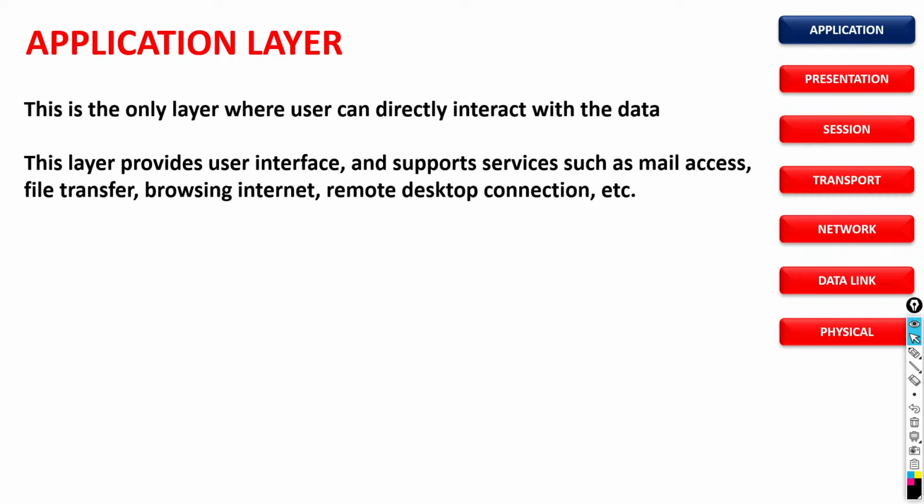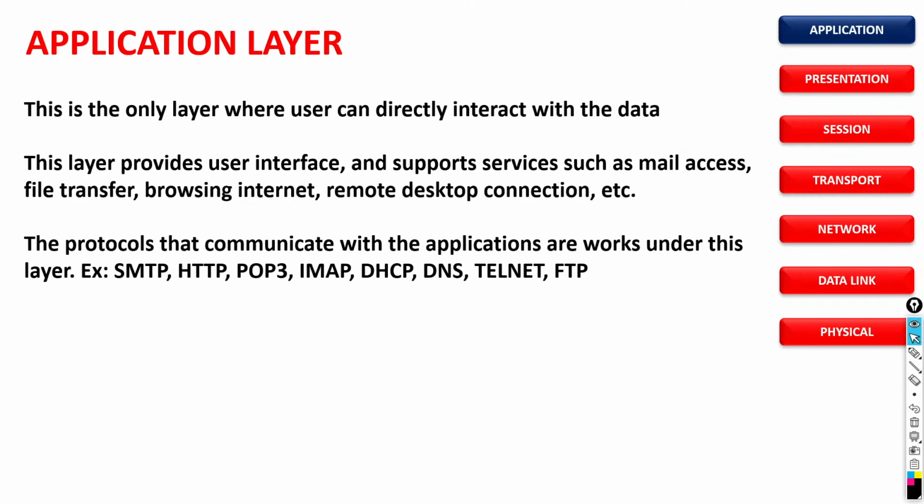Next, the protocols that communicate with the applications basically work under this layer, such as SMTP. SMTP is used for sending mail, simple mail transfer protocol. HTTP is used to access the internet. POP3 is used to receive email. IMAP is also used for email. DHCP, DNS, Telnet, FTP, file transfer protocol, all of these protocols work under the application layer of the OSI model. Clear?